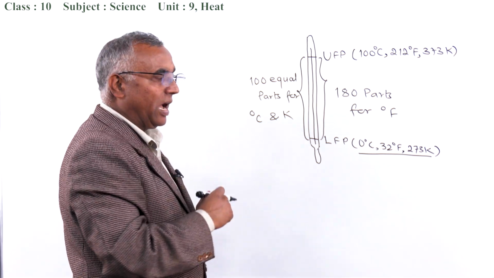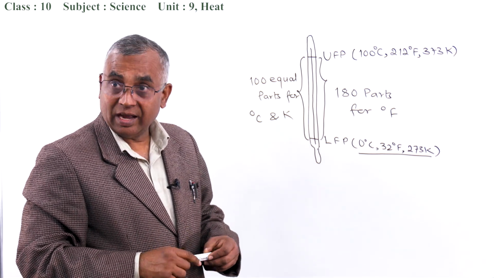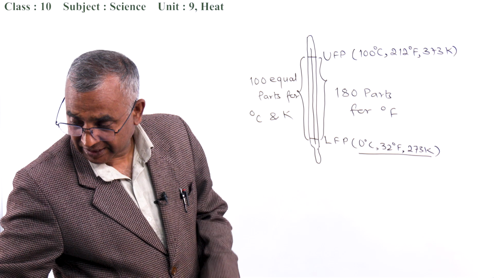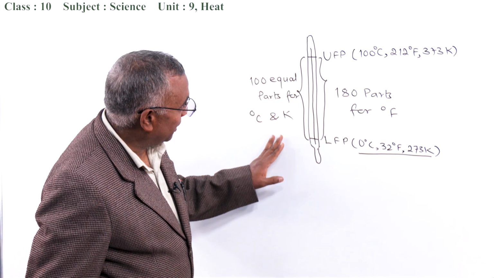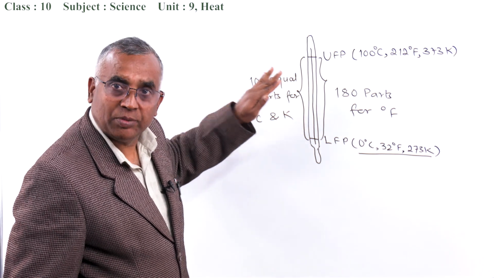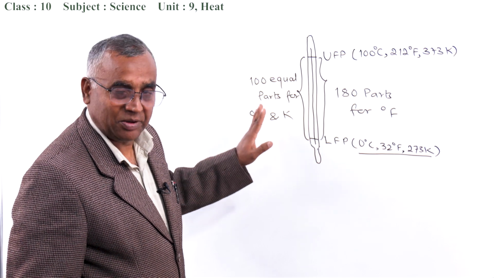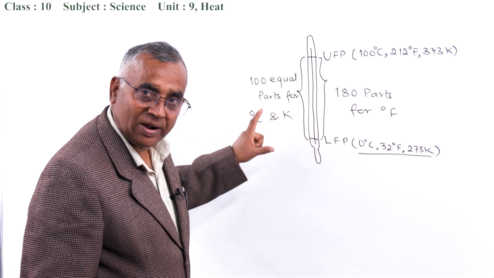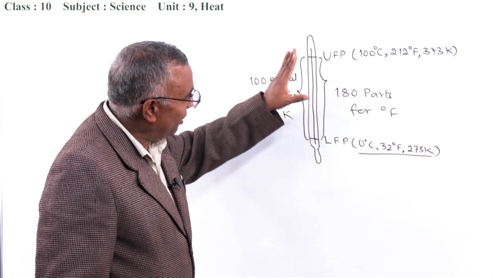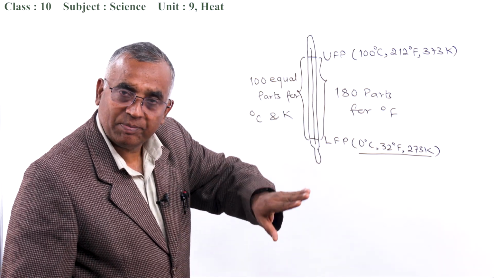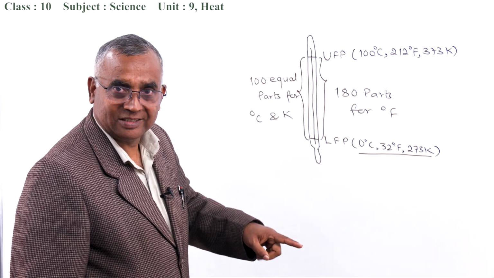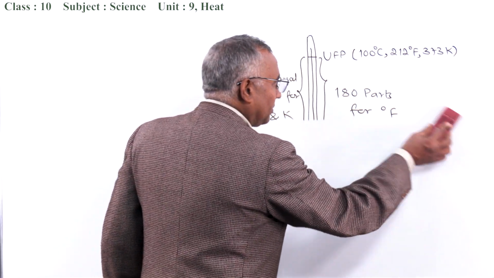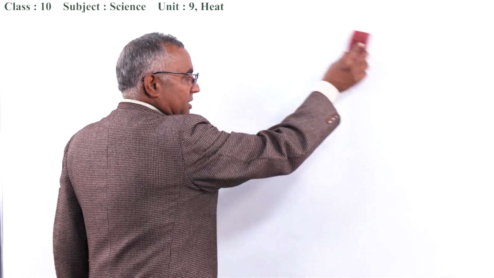The same thing I will make clear by another diagram. So, here the range is divided into particular equal parts, you have to keep in mind. For degree Celsius and for Kelvin, how many parts? 100 parts. And for degree Fahrenheit, in how many parts? 180 parts. Yes? Okay.